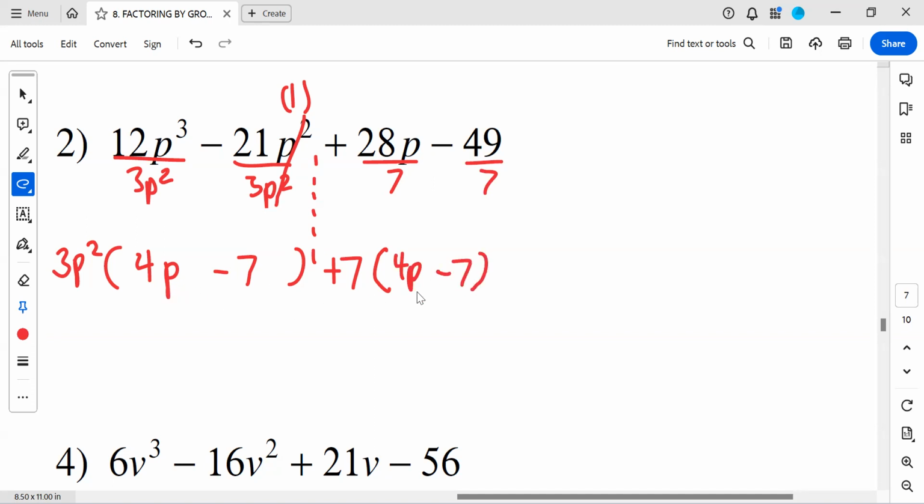At this stage, your parentheses should always be the same. If they're not, then you've got to double check one of your GCFs. From here, we're going to have 4P minus 7, which is my common parentheses. And my other parentheses is going to be these 2 terms on the outside. 3P squared plus 7.